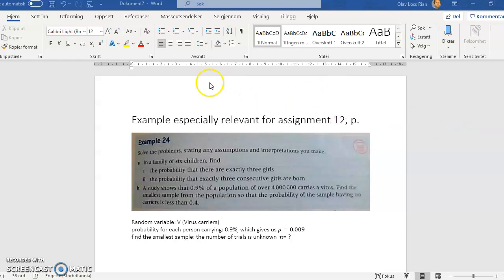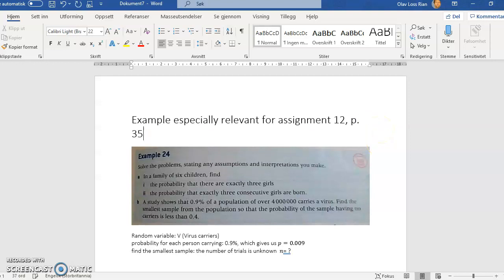So we'll look at one more example, which is directly relevant for assignment 12. And this is on page, I didn't write the page, page number 353, example 24. And on the next page, you can see how this example is solved. And it just says solve using technology without going into details. So I'll go into the details now, and we'll see how we can sort out the B question here.